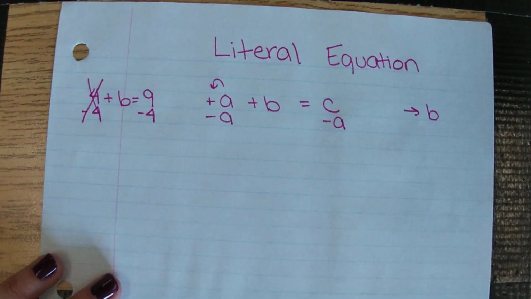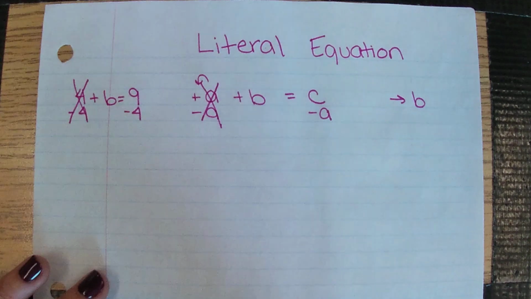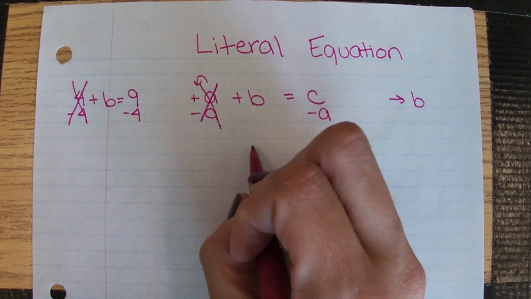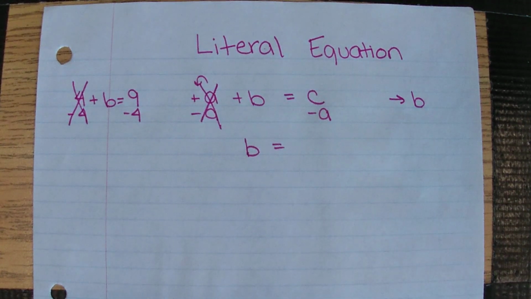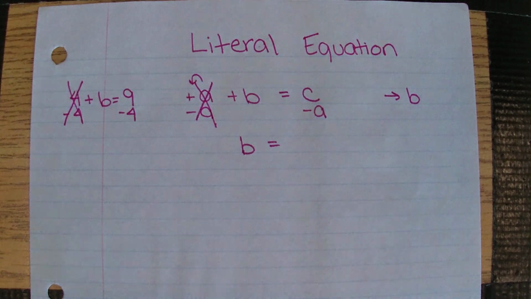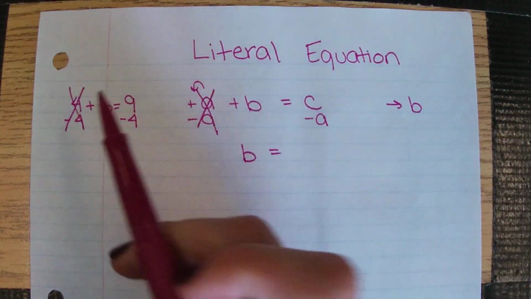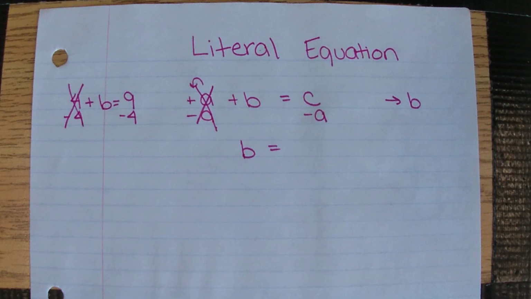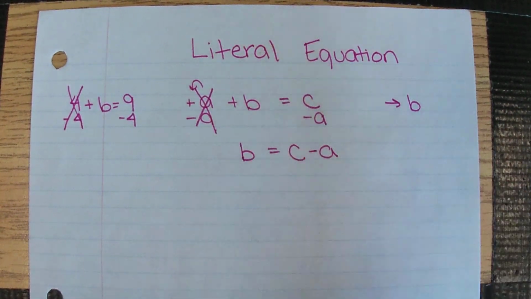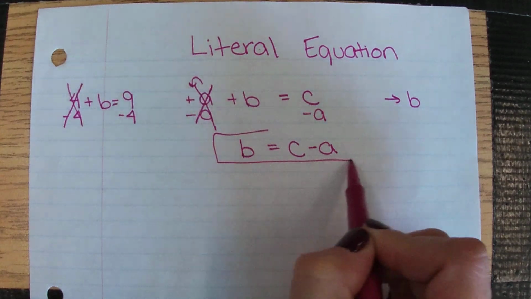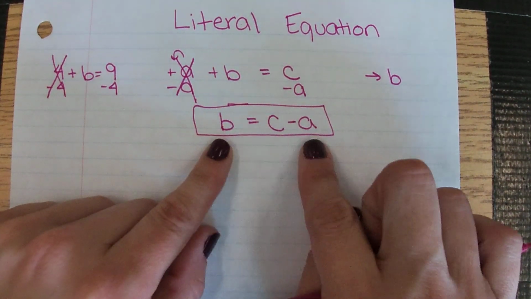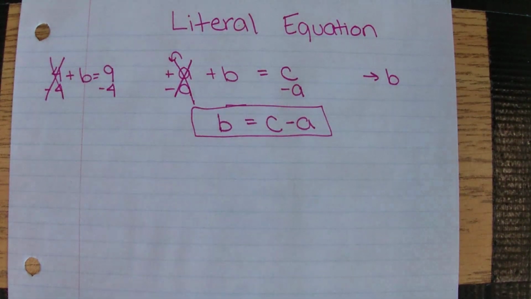Now, just like over here, those 4s would cancel out. Those A's are going to cancel out, which is going to leave us with a B on the left-hand side. On the right-hand side, this is where my students don't like it, because this is actually less work. We would have to do the math of 9 minus 4, but C minus A we can't do anything with. Those aren't like terms, so we just leave it as C minus A. Now B is by itself, and we have B equal to C minus A.